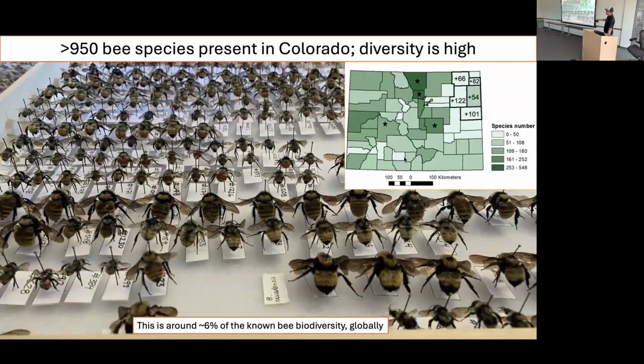But this 950 species, 1,000 species, represents roughly 6% of all the bee biodiversity in the world, right here in this state. So, you know, I think as conservationists, we have a real responsibility here as well to maintain the diversity and function of these systems, because as far as bees are concerned, we have a treasure here, right? We have a lot of representation.